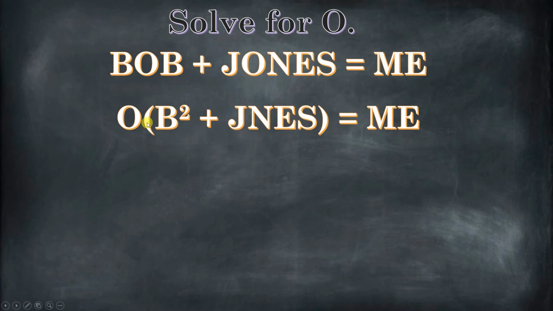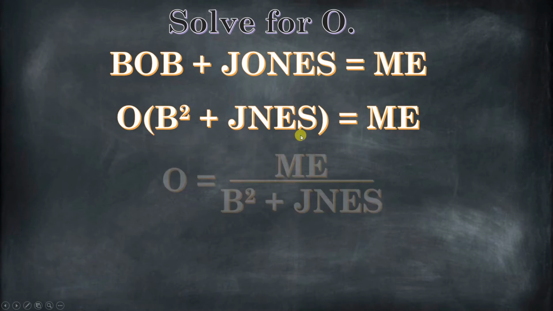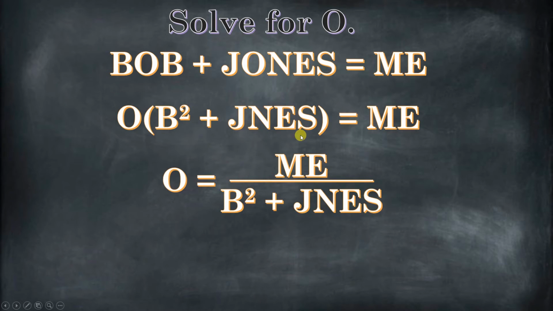Now there's only one more step. This O is multiplying by the group. We need O by itself, so we're going to divide both sides, and boom, we are done. That's not so bad, right? Factoring. Man, that's a powerful thing. That's going to be a key thing to develop later on in math.